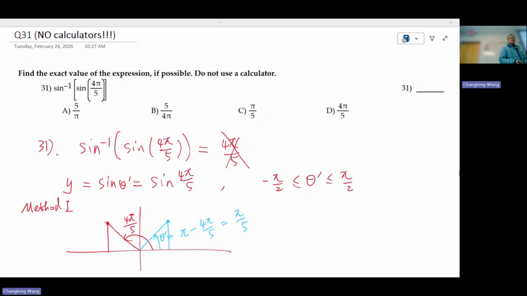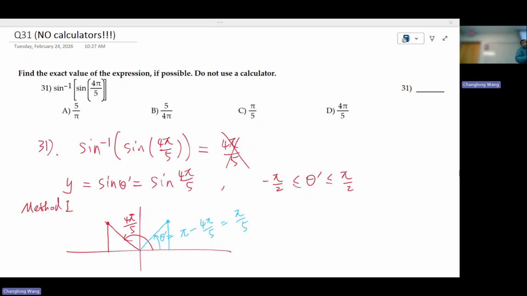Of course, since it's radians, you probably don't see it right away. But if I were to say this angle is 120 degrees, you will see right away that this angle had better be 60, right? Therefore, that angle must be 60. Now, at the end, you say, isn't that just the reference angle of the 4 pi over 5? Yes, that's a happy coincidence.